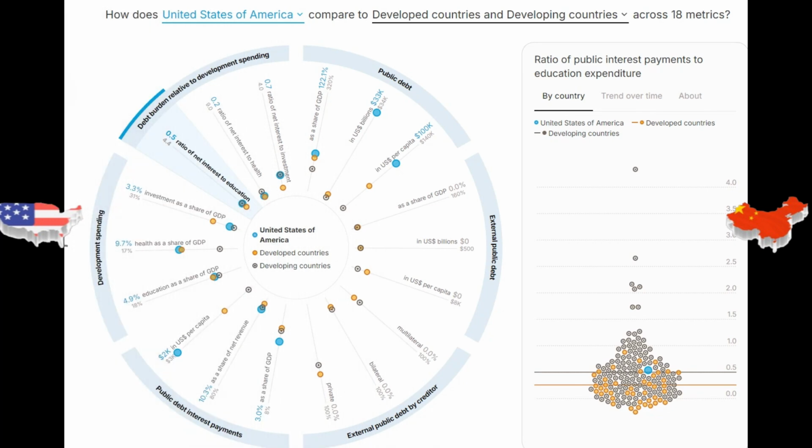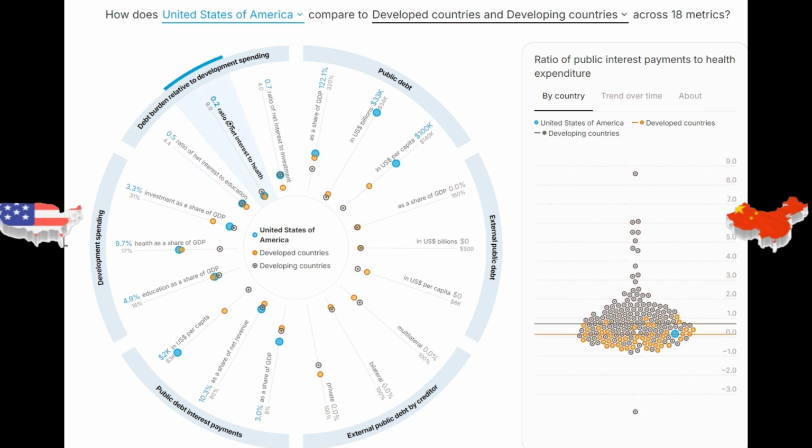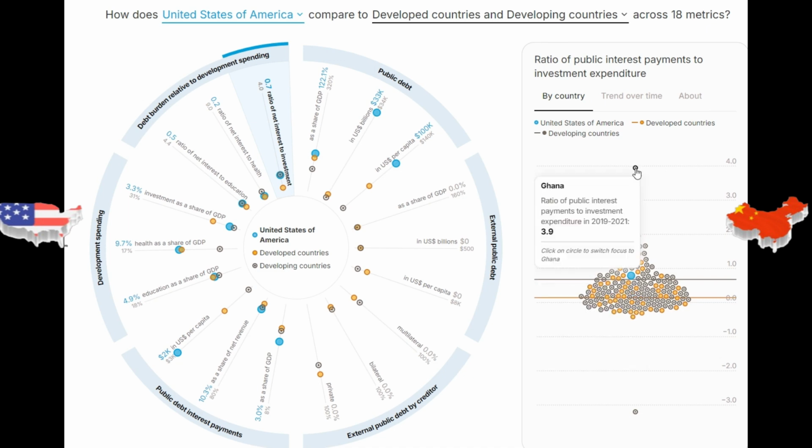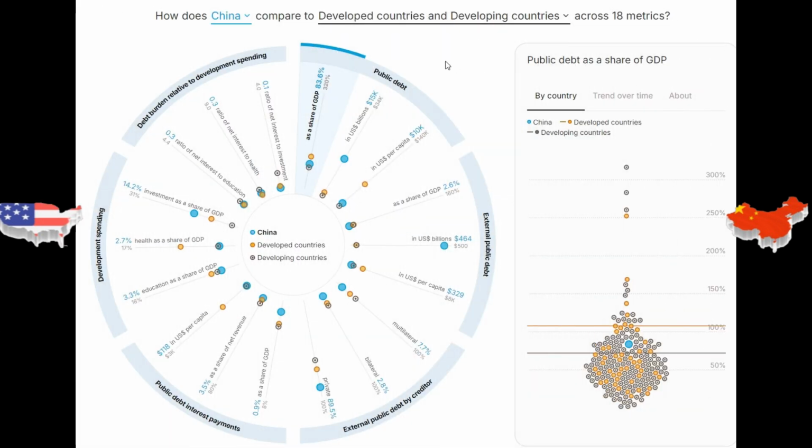The final category assesses the debt burden in relation to development spending. In all three metrics, the United States shows a higher debt burden compared to other developed nations. Its debt levels are comparable to those of developing countries, which typically incur higher debt for development projects. Now, let's turn to China.